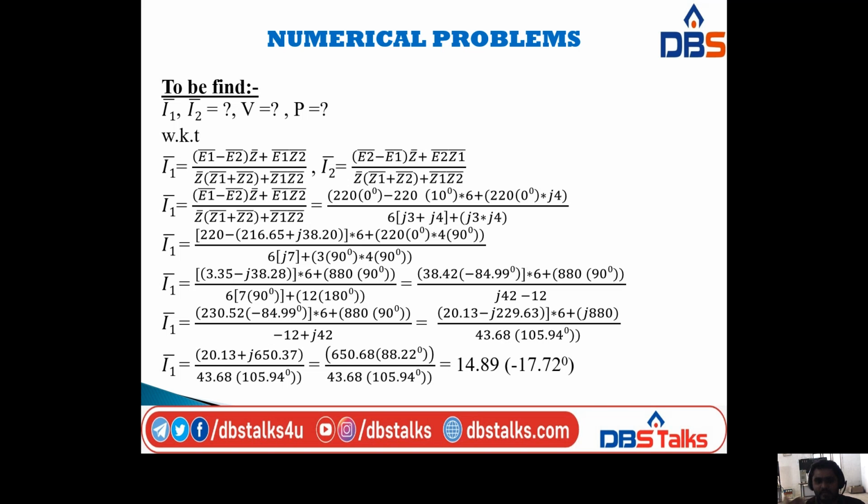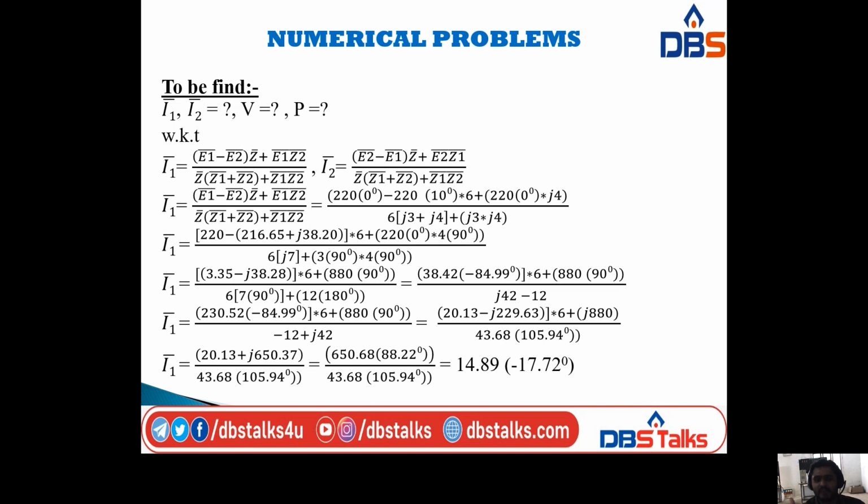After simplifying the above equation, we have 220 at an angle of 0 minus 220 at an angle of 10. Actually it is in the polar form, so please convert this polar form into rectangular form. The value of 220 at an angle of 10 degrees in rectangular form is 216.65 plus j38.20, whole into Z value 6, plus 220 at an angle of 0 into j4, which is given in rectangular form. So please convert this j4 into polar form.